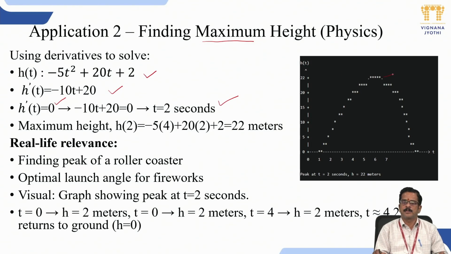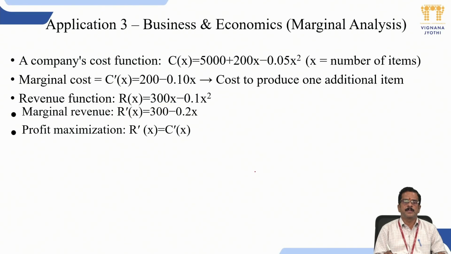This is the maximum height. Of course, these t values are not plotted correctly; they are distributed on the x-axis. At t equal to 2, it reaches the maximum height, that is 22 meters. Here we are finding the peak of a roller coaster. We can find the peak of the roller coaster and the optimal launch angle for fireworks, when bombs are fired or a rocket is launched. This is the second application of the derivative.